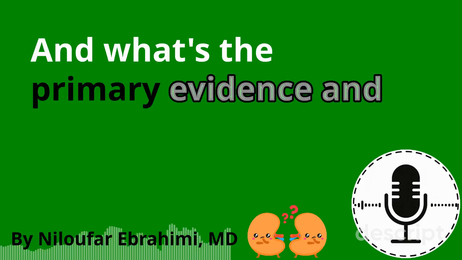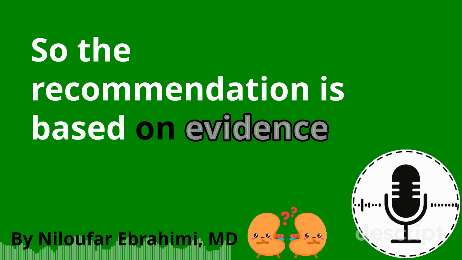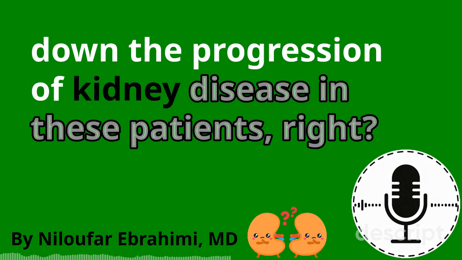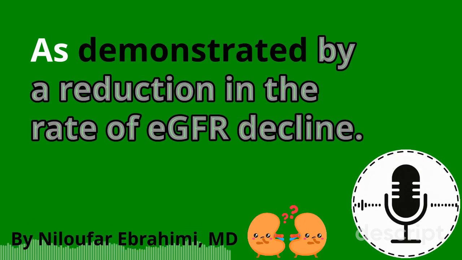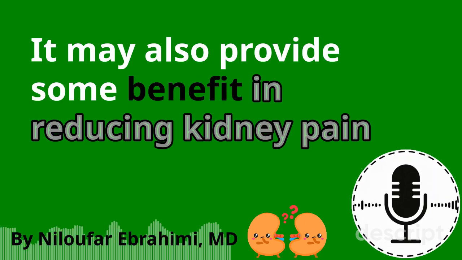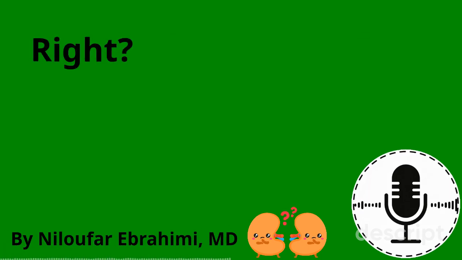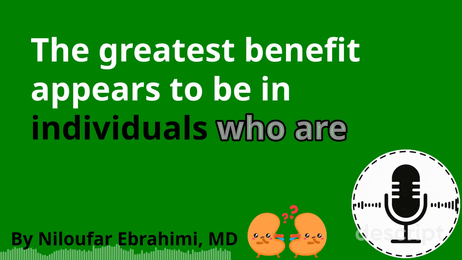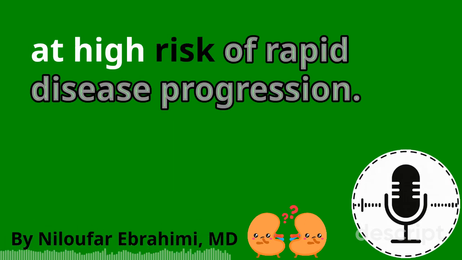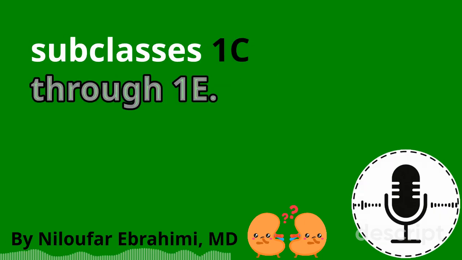What's the primary evidence and rationale behind that recommendation? The recommendation is based on evidence from clinical trials showing that tolvaptan can effectively slow down the progression of kidney disease in these patients, as demonstrated by a reduction in the rate of eGFR decline. It may also provide some benefit in reducing kidney pain and the frequency of urinary tract infections. The greatest benefit appears to be in individuals who are 55 years of age or younger and who have established or are at high risk of rapid disease progression, based on those Mayo imaging classification subclasses 1C through 1E.